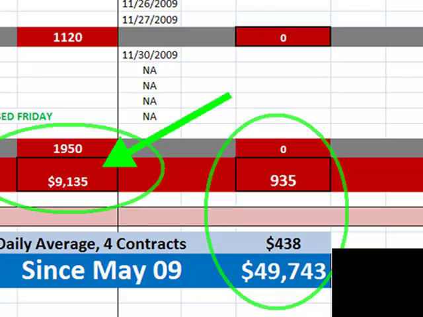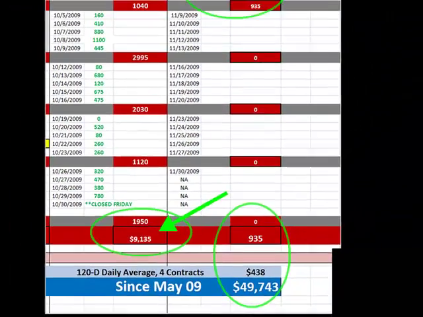And of course we're coming off that big month of October. We made just shy of $10,000 last month on only 4 contracts. We'll keep you guys posted as we make our way through the month of November.